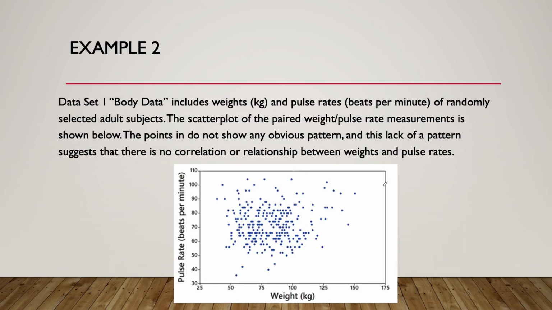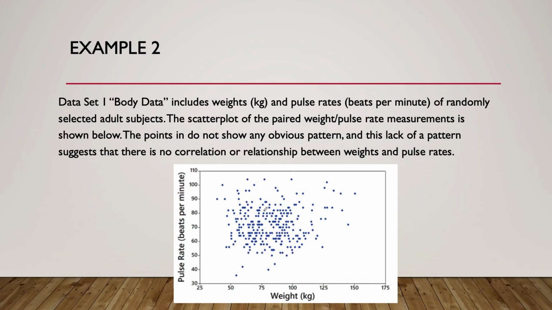A second example, using that same body data dataset, including now the weights in kilograms and pulse rates in beats per minute of randomly selected adult subjects. This scatter plot of the paired weight and pulse rate measurements is shown here. The points do not show any obvious pattern, and this lack of pattern suggests that there is no correlation or relationship between weights and pulse rates.